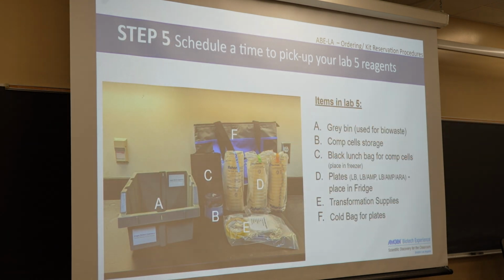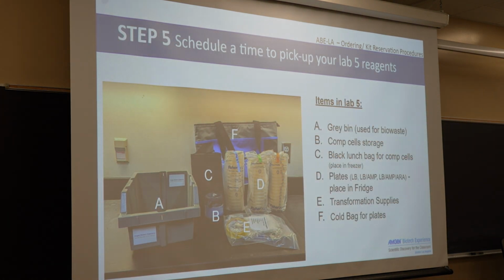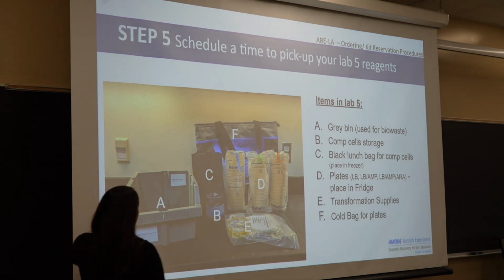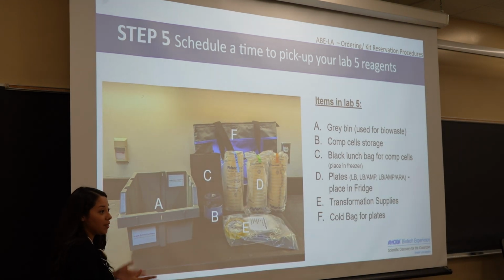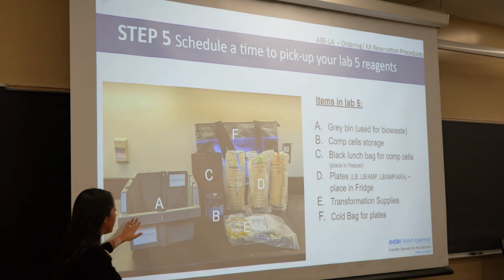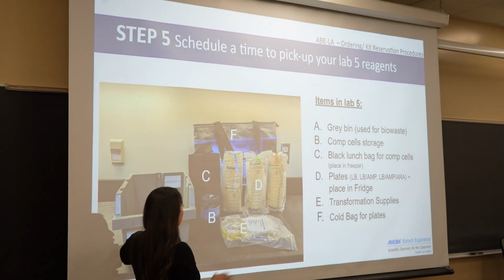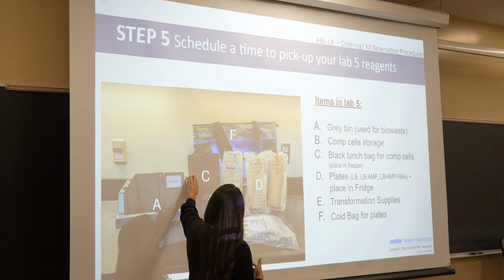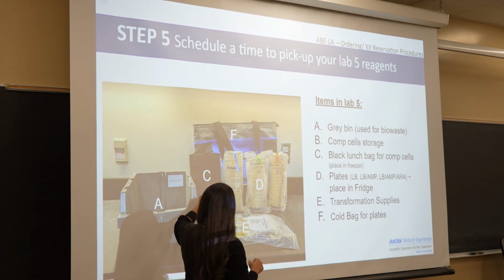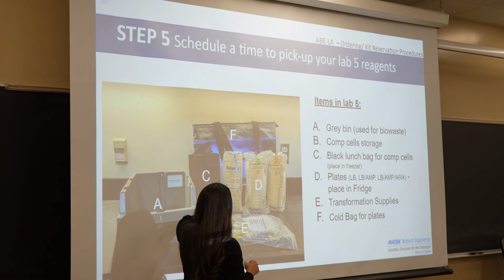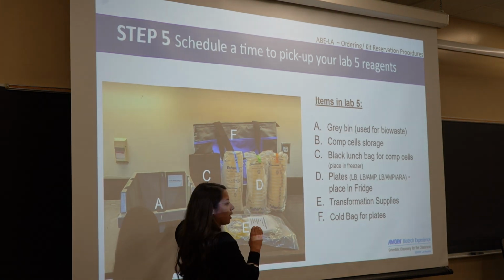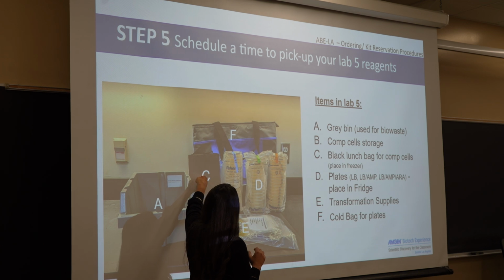And then for the lab 5 scheduled pickup time, I will be giving you this gray bin. Depending on how many plates you order, it might be a small bin or a really big gray bin, but it will be a gray bin to transport all of your waste. You'll also be getting this black lunch bag. That's where I'm going to have your comp-cells. Your comp-cells are going to be in this little metal container, not styrofoam, inside the lunch bag.